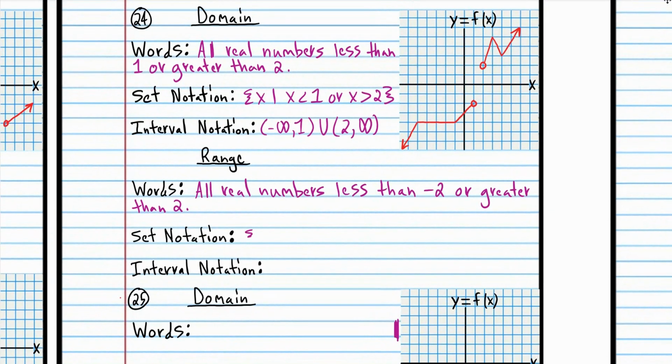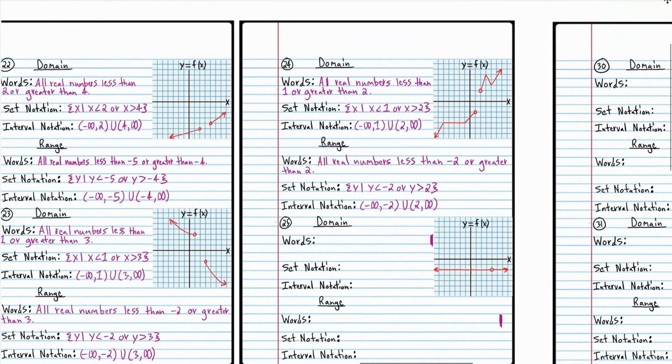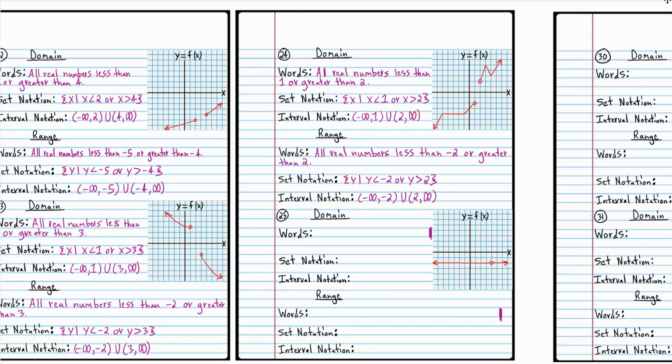It's the set of all y values such that y is less than negative 2 or y is greater than 2. And in interval notation, we say negative infinity to negative 2, parenthesis, union symbol, parenthesis, 2, comma, infinity. So if you got that one right, excellent.